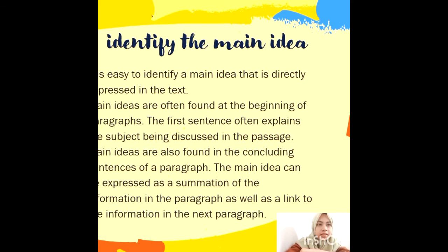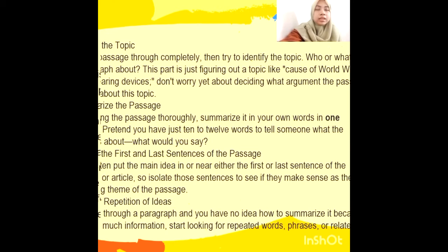to the information in the next. An example of how to identify the main idea: the first is, identify the topic. Read the passage through completely, then try to identify the topic. Who or what is the paragraph about? This part is just figuring out the topic, like the cause of World War or a new hearing device. Don't worry yet about deciding what argument the passage is making about the topic.